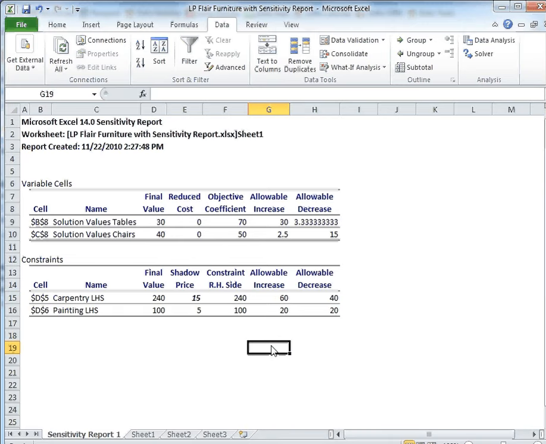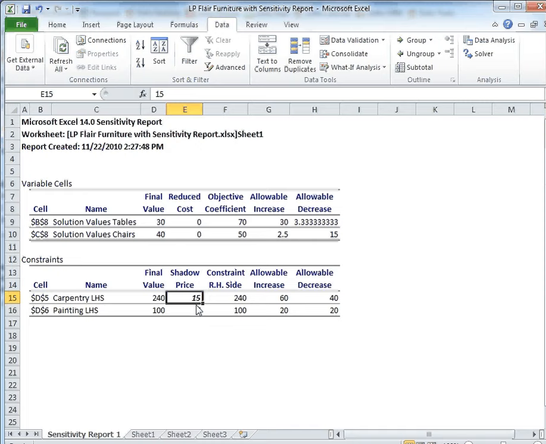So this shadow price, also called dual price, means that for every additional unit we get of this constraint, if it goes from 240 to 241, from 241 to 242, for every 1 unit increase, your objective function will increase by 15. So in this particular case, if we get 1 additional hour of carpentry time, we would be able to realize an additional profit of $15.